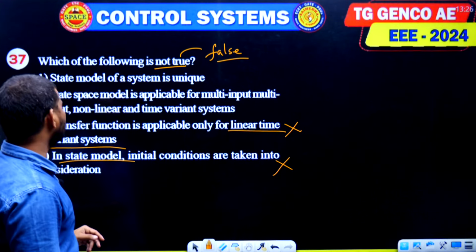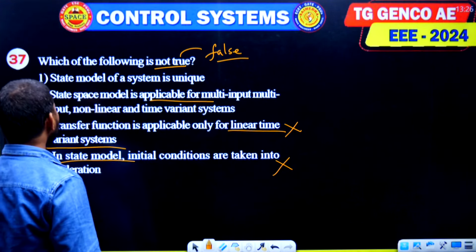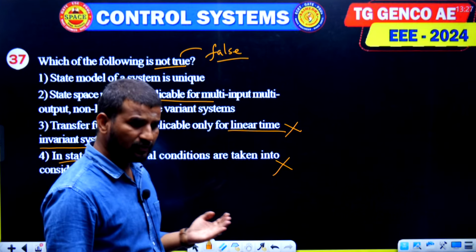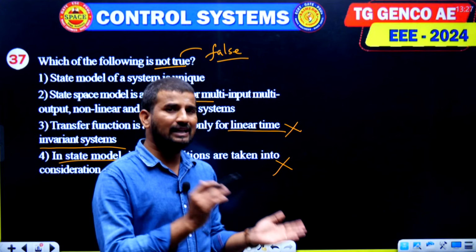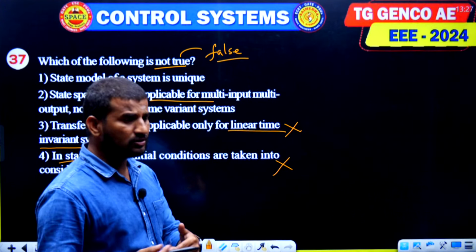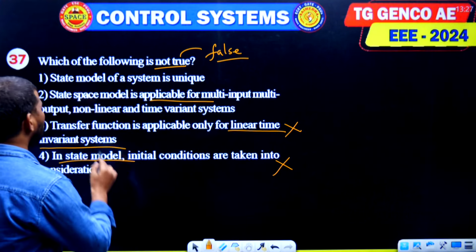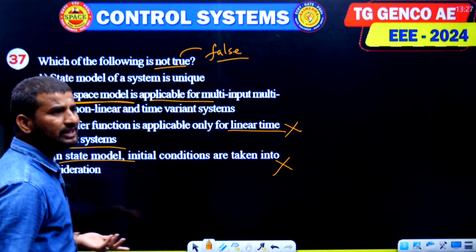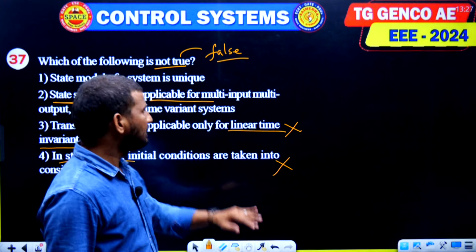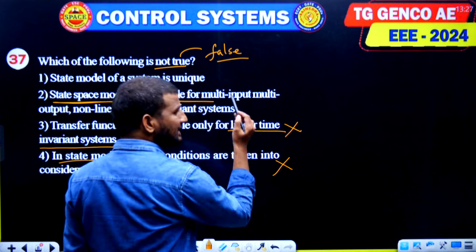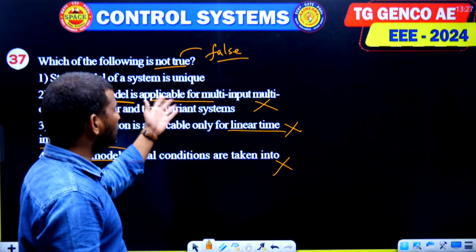So two more options are there. Second one is, state space model is applicable for multi input multi output, absolutely. Transfer function, the classical method, is for single input single output cases, but if you want to consider multi input multi output, these days in modern technology and from an industrial point of view, the state space model is what is used. So multi input multi output will be analyzed and controlled by the state space model only. This is a right statement, and since they ask for the false one, this is also not right with respect to the question.